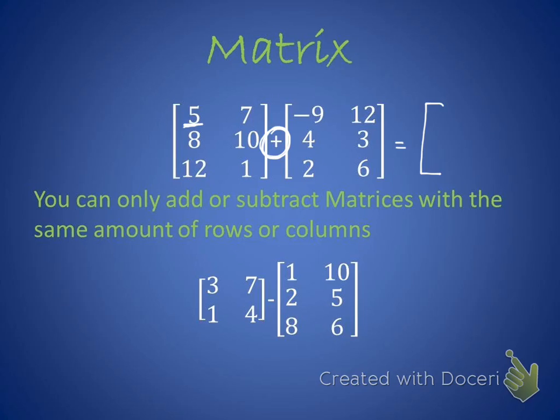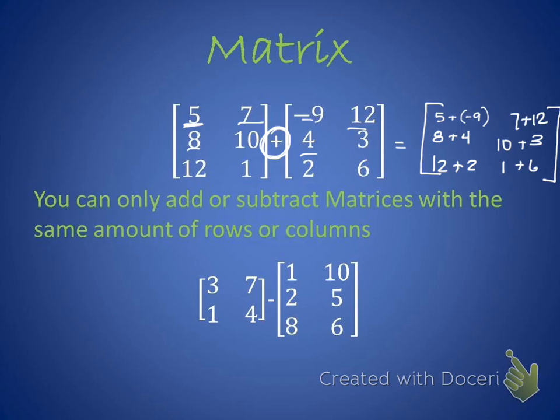So I would add 5. And then what's the first number in the second matrix? -9. So I'm going to write 5 plus, because I know I'm adding, -9. Do the same thing. 7 plus 12. Then I'm going to go down to the second row, 8 plus 4. Does everybody see where I'm getting the numbers from? We're just looking at each matrix and finding the matching position. Then 10 plus 3. Then 12 plus 2, and 1 plus 6.